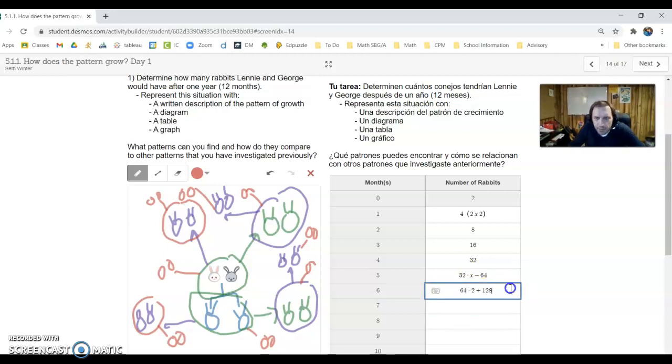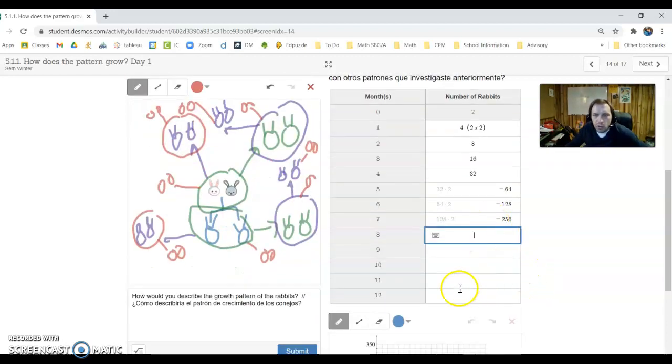Oh, that's not what I wanted. Let's see, 32 times 2 is 64. 64 times 2, 128. 128 times 2. And if you're typing this in, that little multiplication symbol is just the star above 8. So hit Shift 8 to get that. So go ahead and fill that out and come back and see if your answers match.